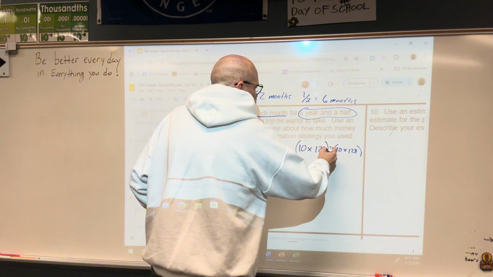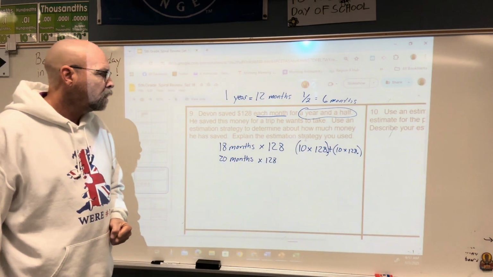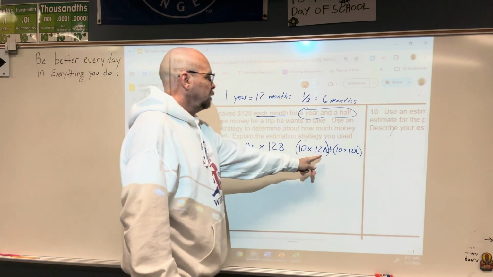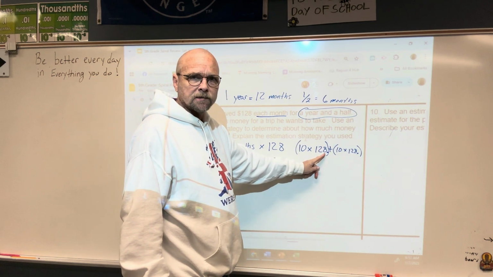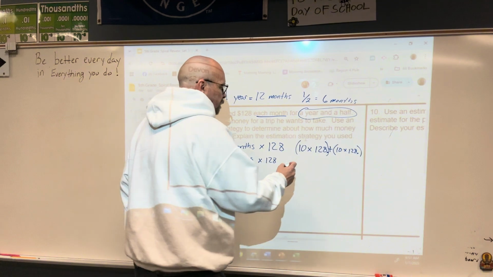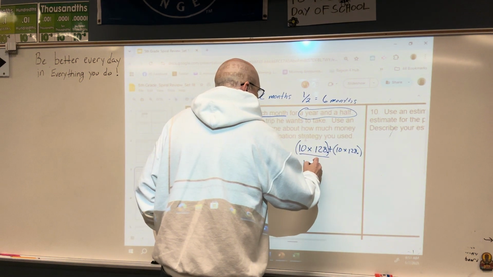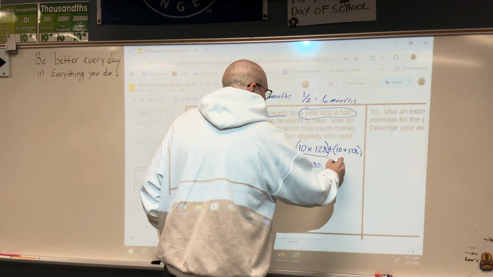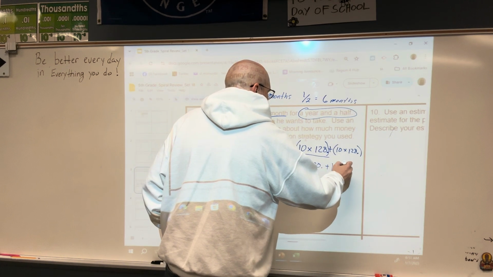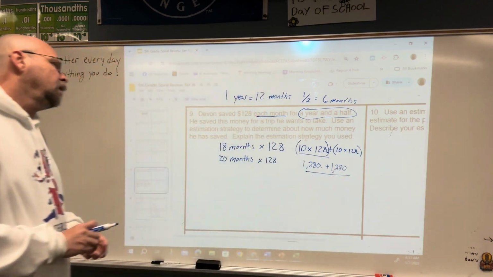My decimal point is right behind the 8, because the 8 is in the ones place. So the 8 needs to be 10 times greater than it is. Right now it's in the ones place. So it needs to be in the tens place. So 10 times 128 is 1,280. Plus 1,280.